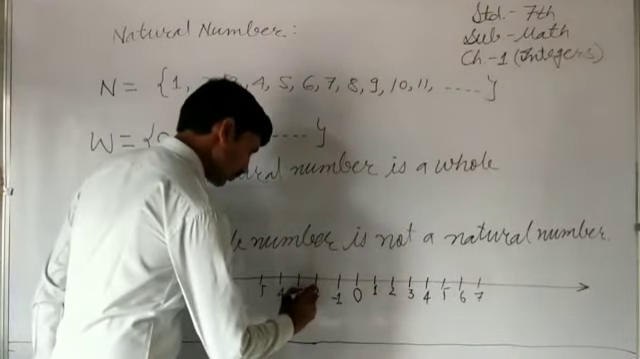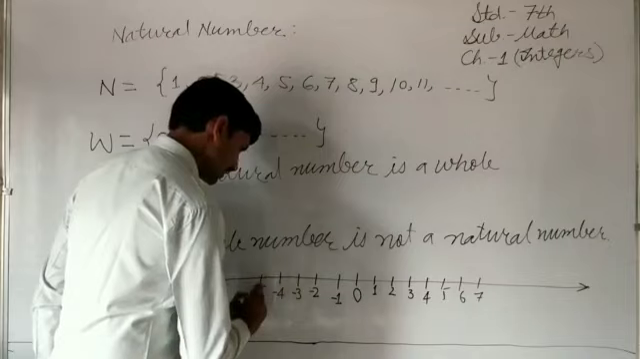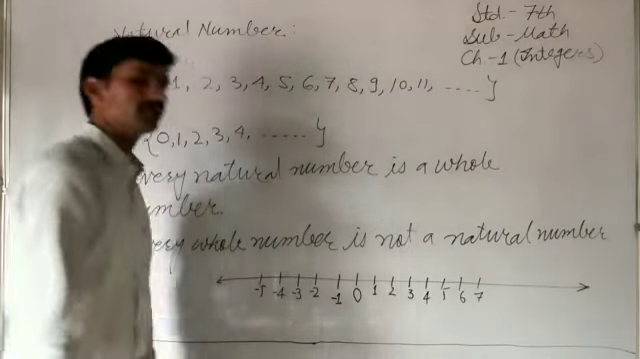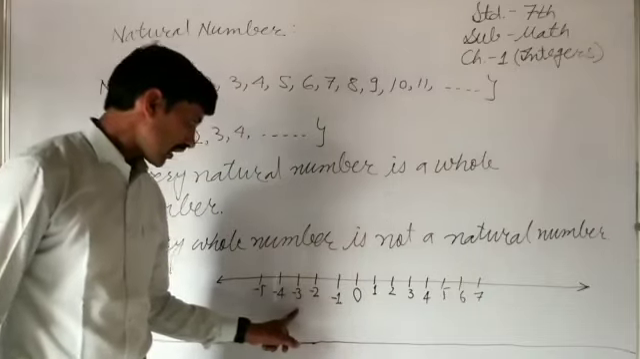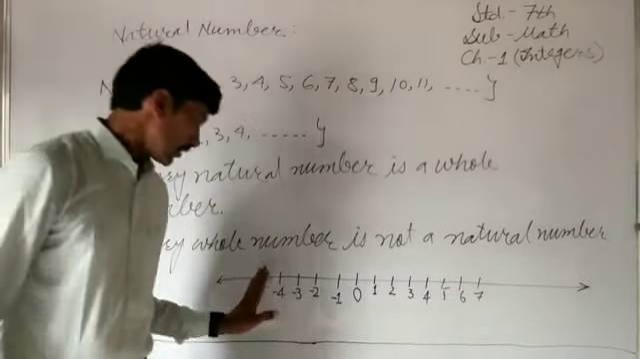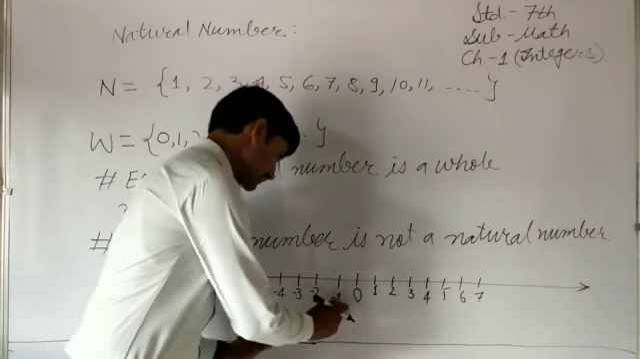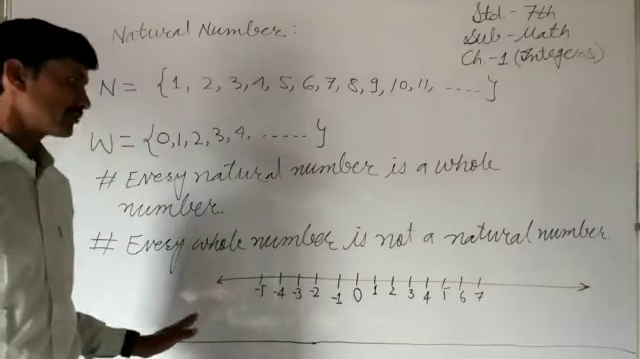It is minus 1, it is minus 2, it is minus 3, it is minus 4, it is minus 5. So these numbers are to the left side of 0. Including these numbers means minus 1, minus 2, minus 3, minus 4, minus 5.